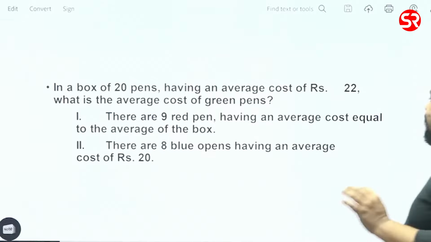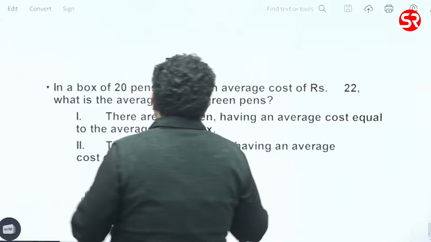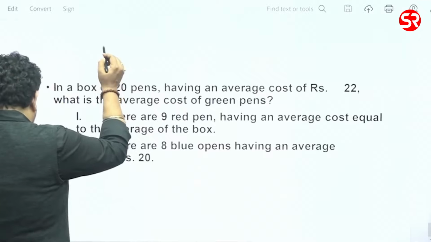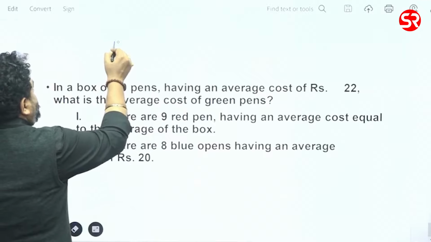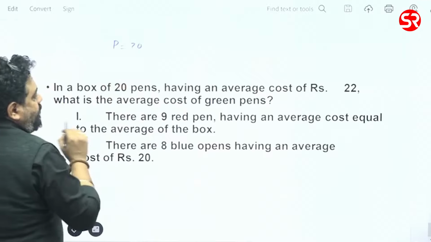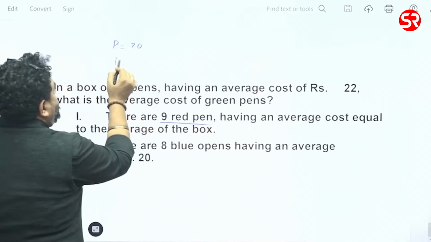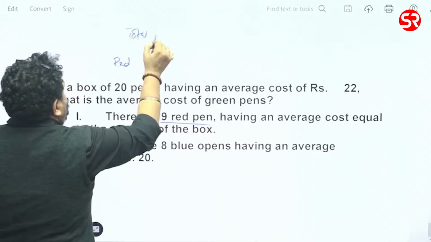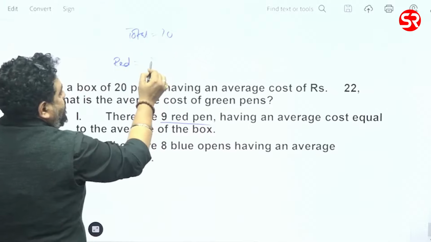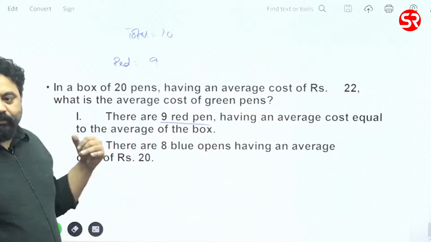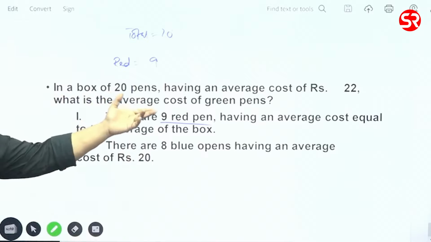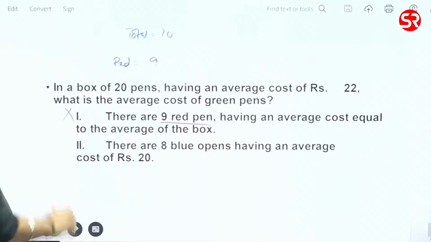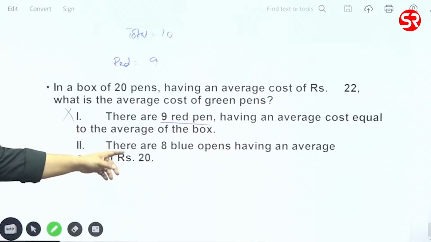He says there are 9 red pens having the average cost equal to the average of the box. So there are 20 pens in total, 9 are red, and their average cost is the average cost of the box. But the question is the cost of the green pens. The first statement cannot give us the cost of the green pens, so the first statement is not sufficient. The second says there are 8 blue pens.